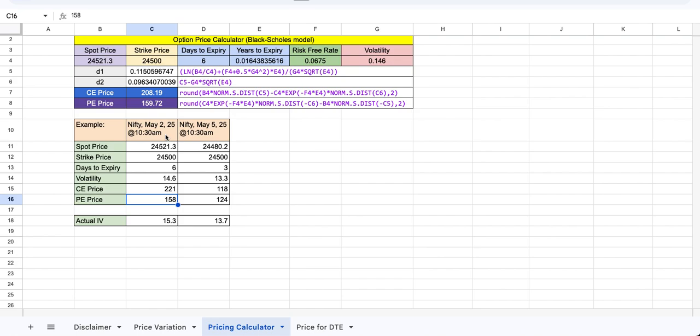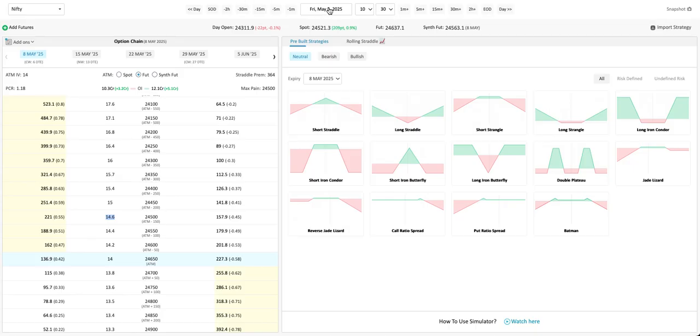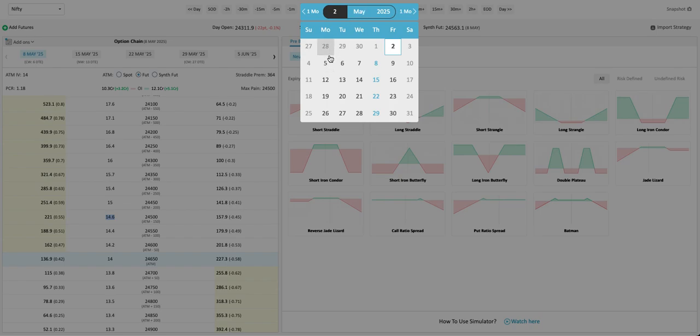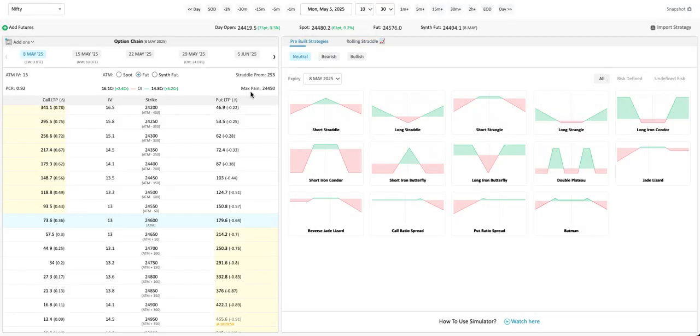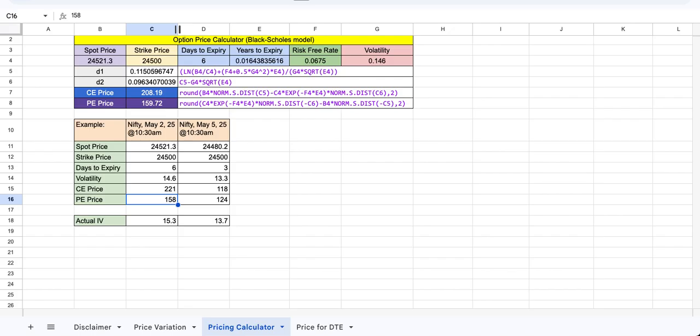Now let us see, if we move for the same thing, we just move to 5th May. So it is the same time, but it is 5th May, so the days to expiry is going to change. Now if we move to 5th May, that means we are coming here. This is May 5th, 10:30. So you see that at 24,500, the prices are 118 and 124.